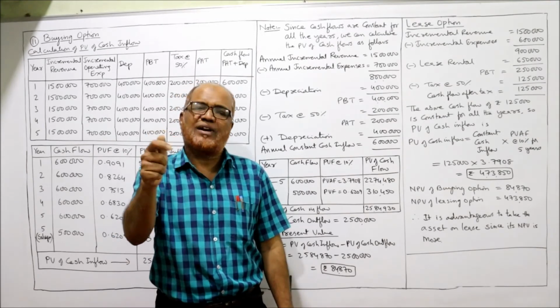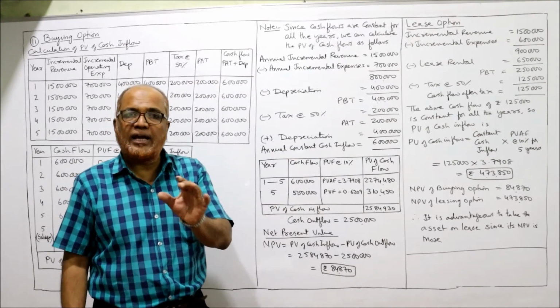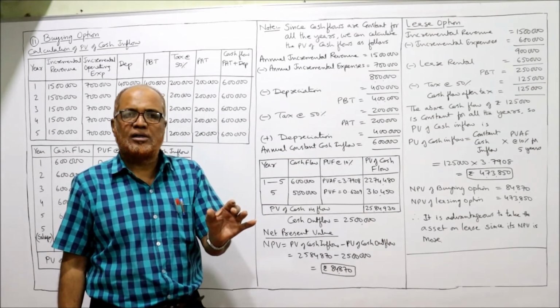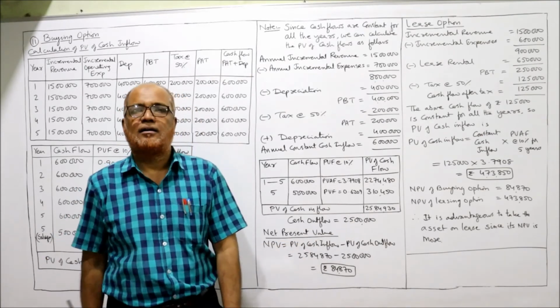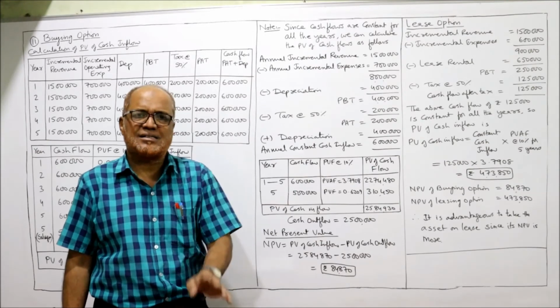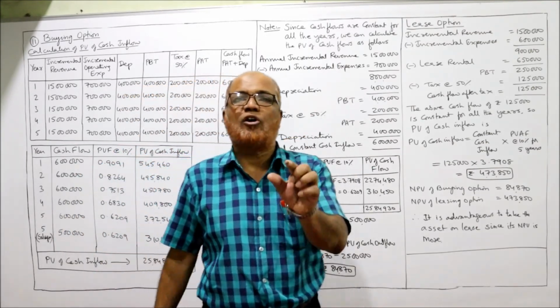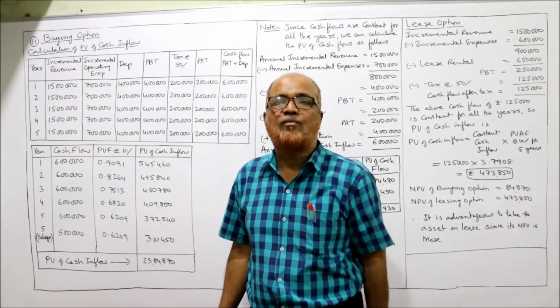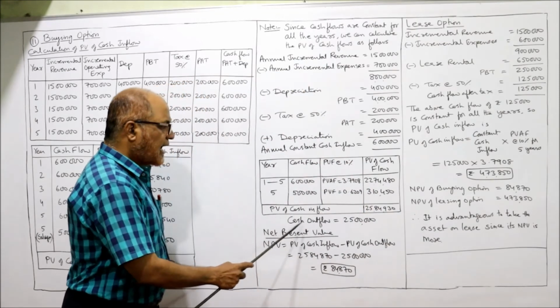That 60 rupees difference is negligible because it is a rounding off error. 60 rupees is an insignificant amount compared to 25 lakh. That is ignored. So this is the alternative method of calculating PV of cash inflow if the cash inflows are constant. Right?